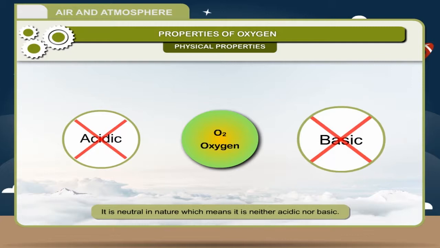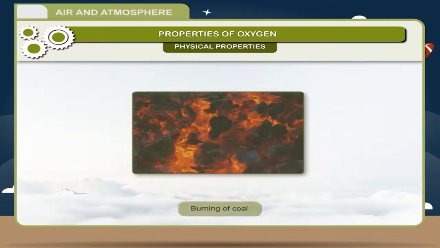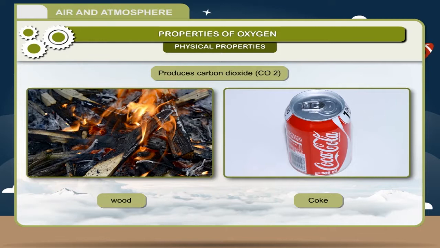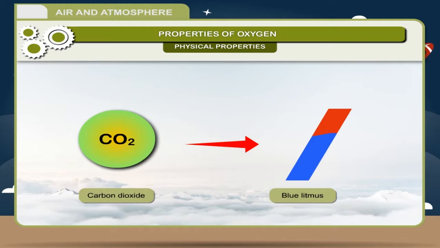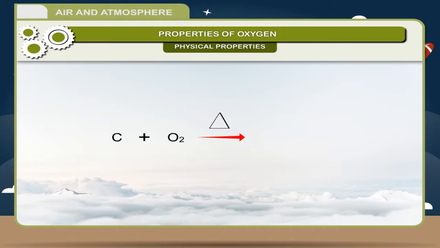Chemical properties. Reaction of oxygen with metals and non-metals. Burning of coal, wood, coke, etc. produces carbon dioxide, CO2, which turns moist blue litmus slightly red. A very special test of this gas is that when passed through colorless lime water, it turns lime water milky. C plus O2, when heated, gives CO2.